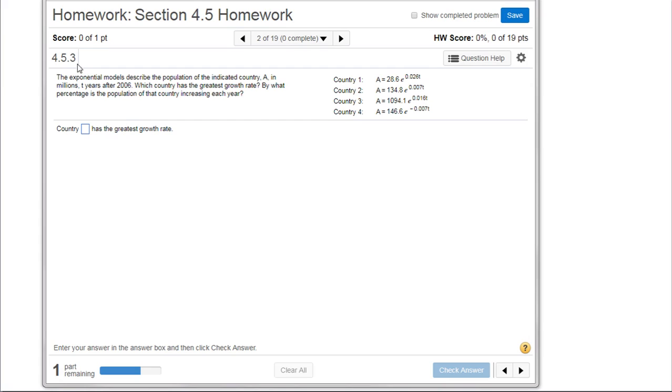This is number 2, and we've got a whole bunch of countries with exponential population growth models. And the question is, which country has the greatest growth rate?